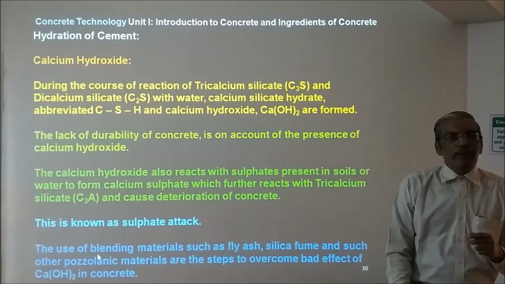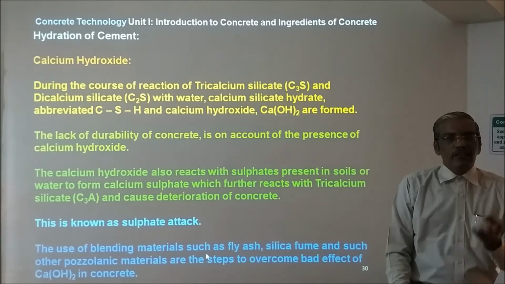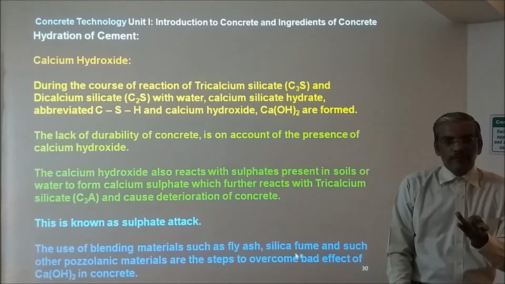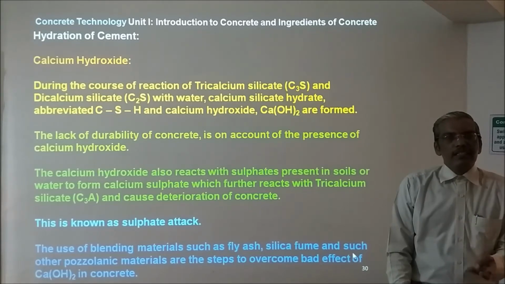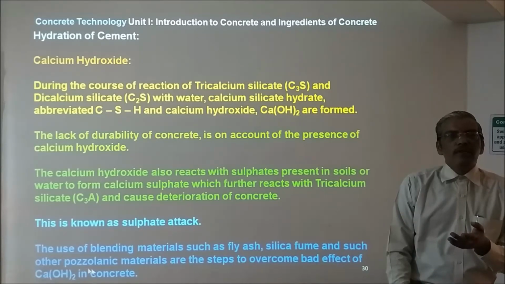The use of blending materials such as fly ash, silica fume and other such pozzolanic materials are the steps to overcome the bad effect of Ca(OH)2, that is calcium hydroxide, in the concrete.